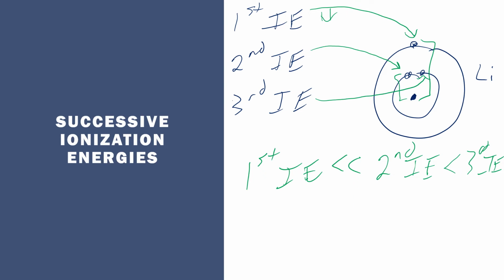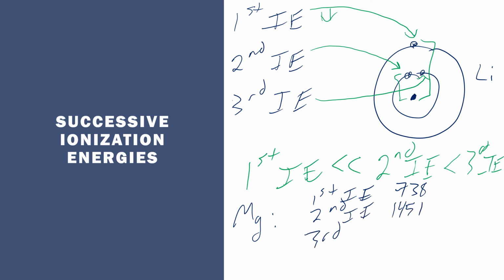So let me look at some actual data. Let's say, for example, sodium. Let's look at sodium now. Sodium's first ionization energy is 738. Its second ionization energy, no, I'm sorry, this is magnesium, my bad. Magnesium. Its second ionization energy is 1451, and its third ionization energy is 7,733. So do you see this one increases by like 700? This one increases by like 6,000.